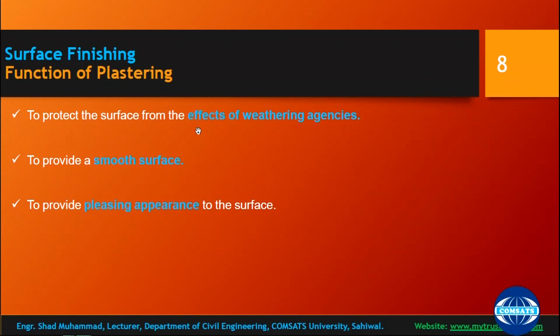Second, to provide a smooth surface finish. As you can see, in masonry buildings, if you just have a masonry bond of any type, there are surface roughness and lumps on the surface of the wall. The third function of plastering is to provide a pleasing appearance to the surface. Providing a smooth surface does not guarantee that the surface appears pleasing.